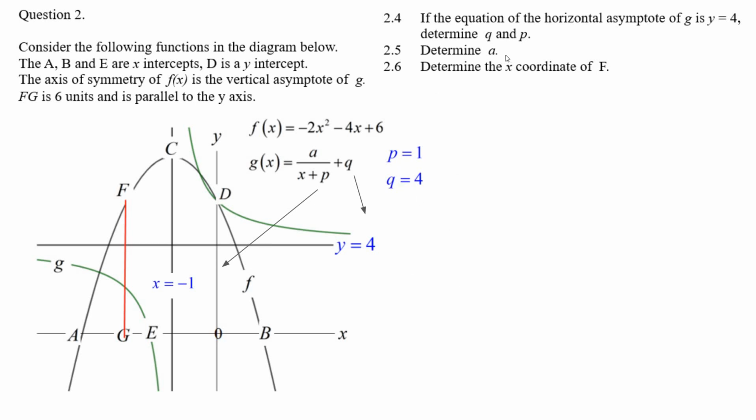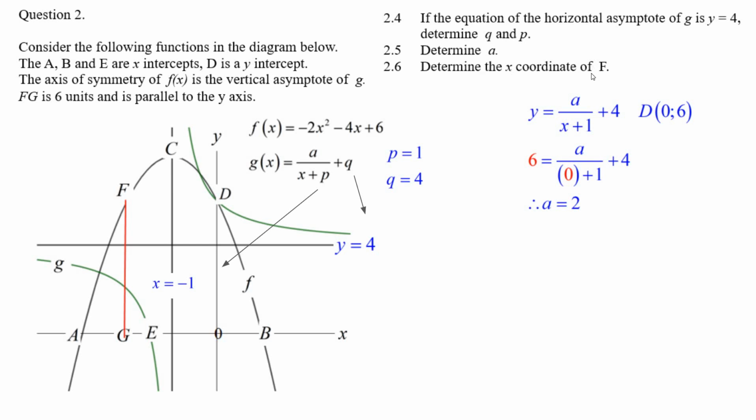That easy. Now determine a. Well, now that we know q and p, we can put them in there, but we're going to have to substitute a point in. But what point do we have? Oh, we've got d. It's (0, 6). So we put 0 in for x, 6 in for y, and we solve for a. That's how you do it. A divided by 1 is just a. Take away 4 from both sides. We get a is 2.